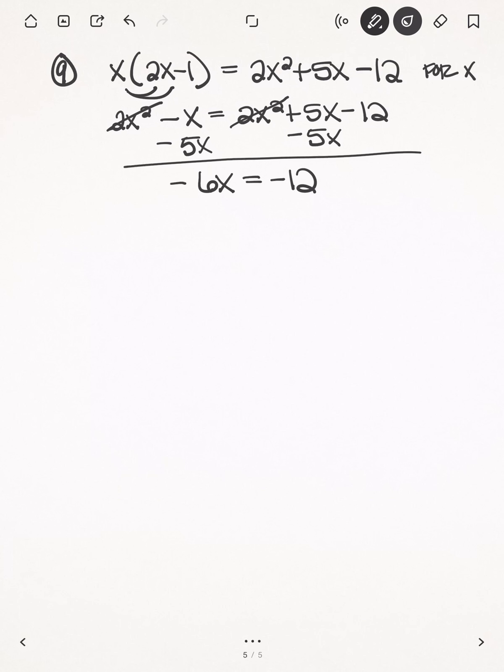The opposite of multiplying by negative 6 is dividing by negative 6. So that's what I'm going to do to get rid of it. Move it to the other side. My negatives cancel, my 6's cancel, and I get x equals, my negatives cancel, and I get positive 2.